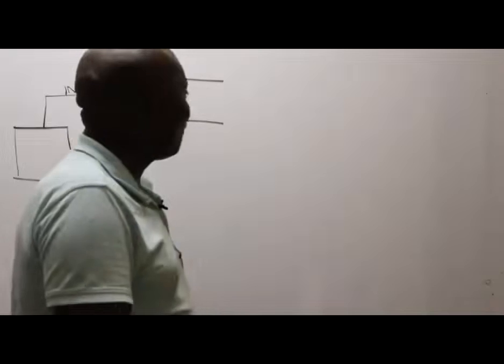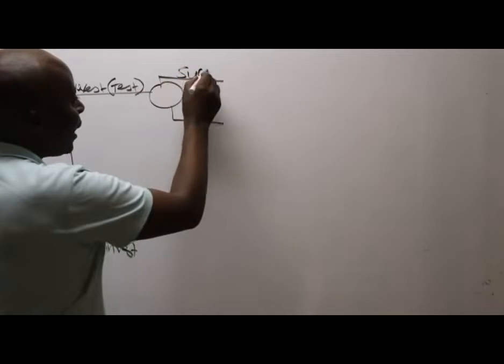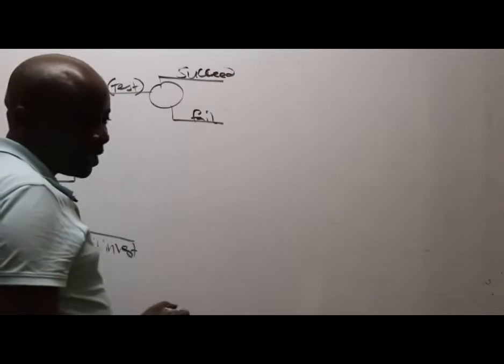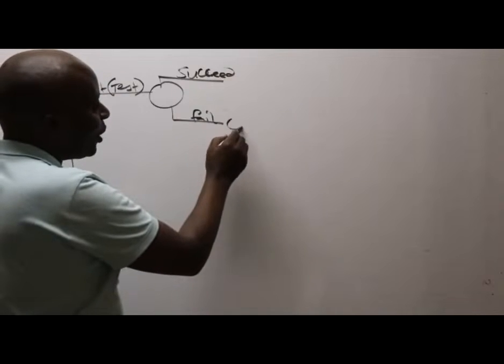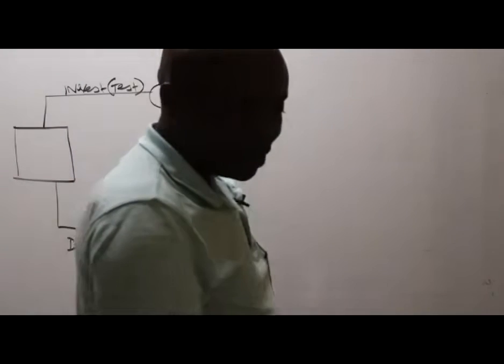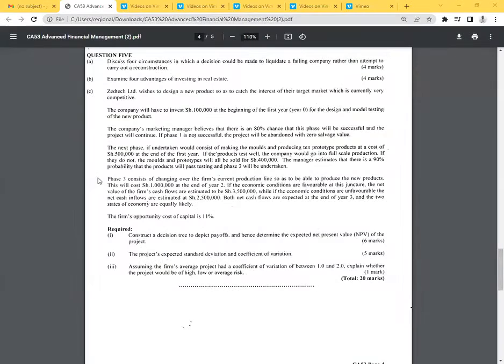So listen to me very well. This test, we could either succeed or fail. And if we fail, what have they told us? That we shall be able to sell them without realizing anything much. We're not going to realize anything whatsoever. That's what they've told us. The company's marketing manager believes that there is an 80% chance that this phase will be successful and the project will continue. If phase one is not successful, then the project will be scrapped or abandoned with zero salvage value. So we have got 80% and 20%.